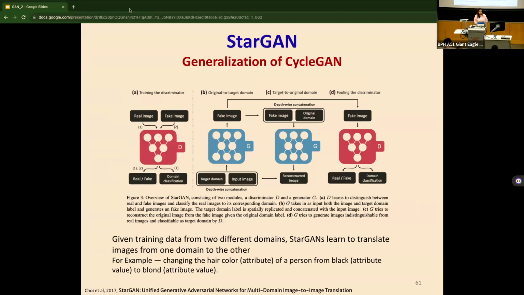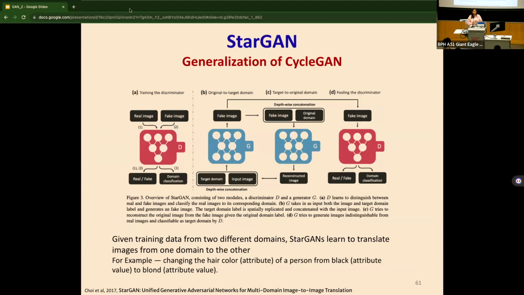Now, from CycleGAN, we see that we were using two generators and a discriminator, right? Now say I have three animals: a dog, a lion, and a giraffe. And now I want to train my model so that if I want to generate an image of a dog looking like a giraffe, I would be able to do it. If I want a giraffe looking like a lion, that would be possible too.